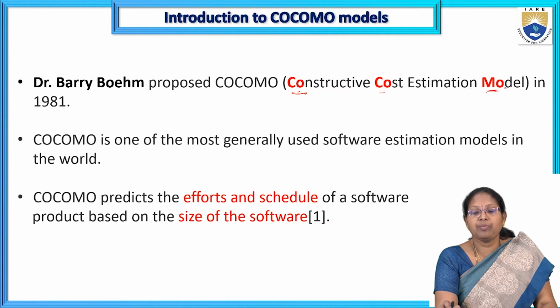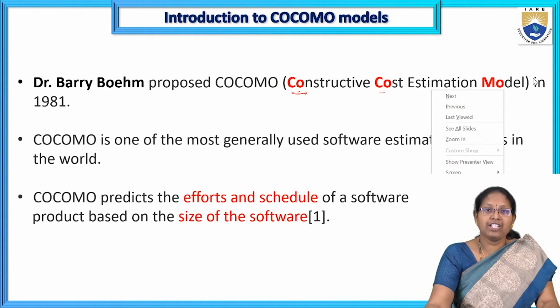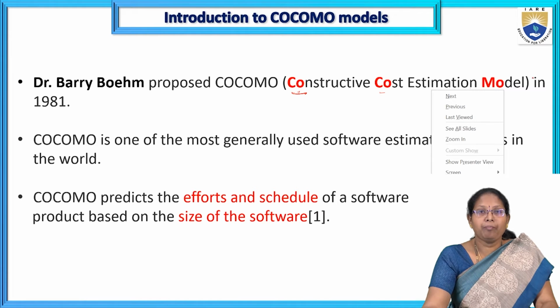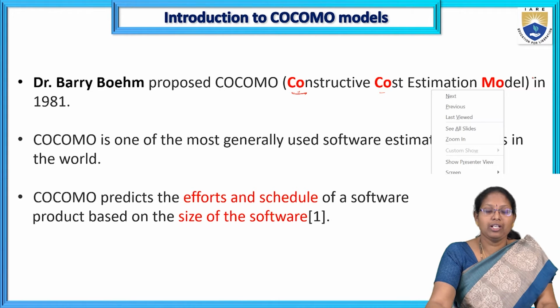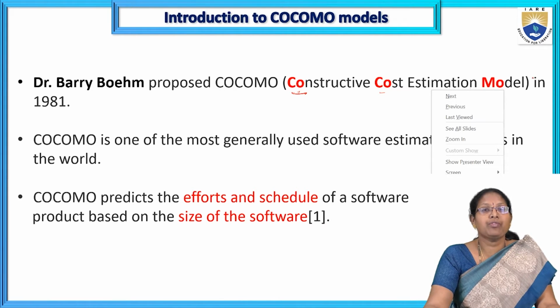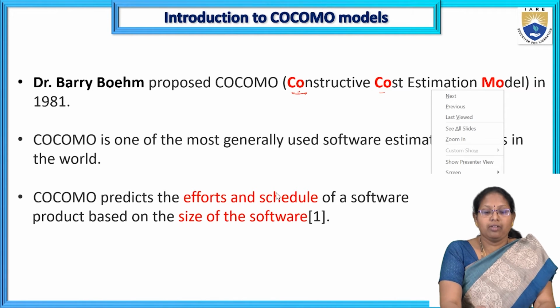In 1981, Dr. Barry Boehm proposed the Constructive Cost Estimation Model for development of software. The COCOMO model is one of the most generally used software estimation models. Through this cost estimation model, it predicts the effort and schedule of a software product based on the size of the software.